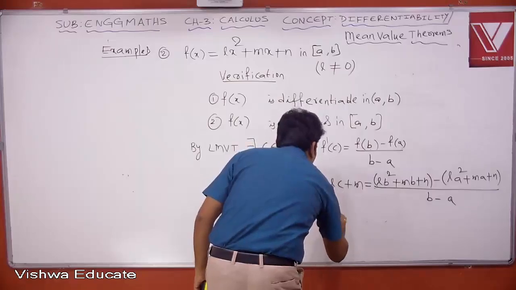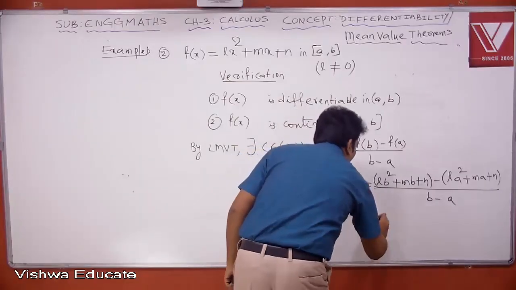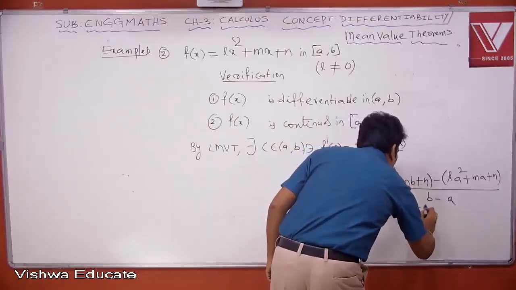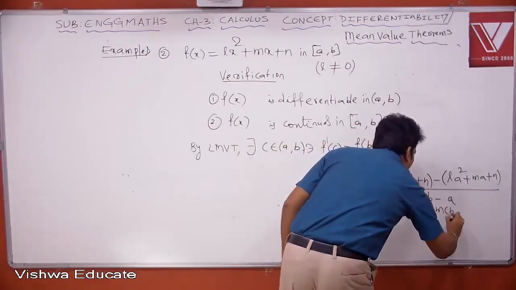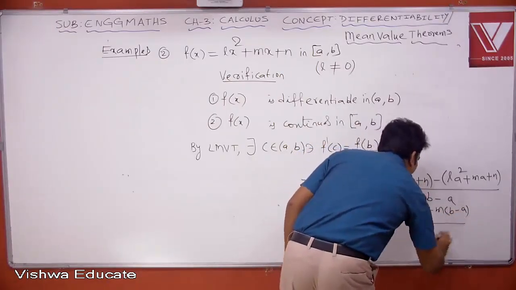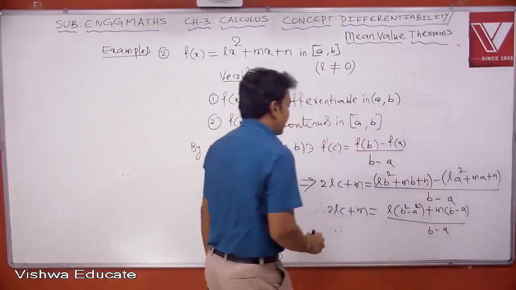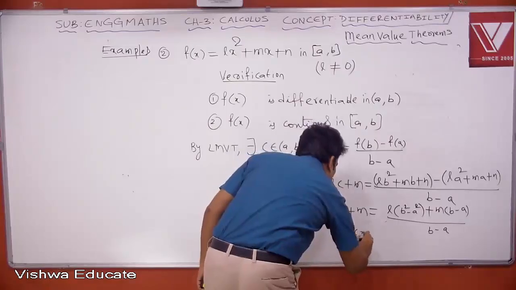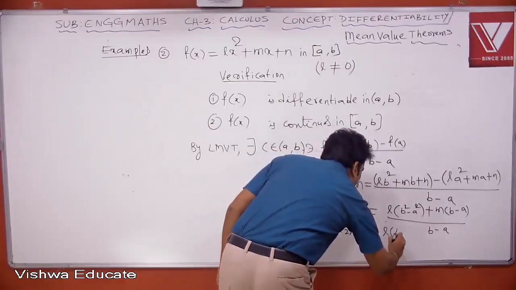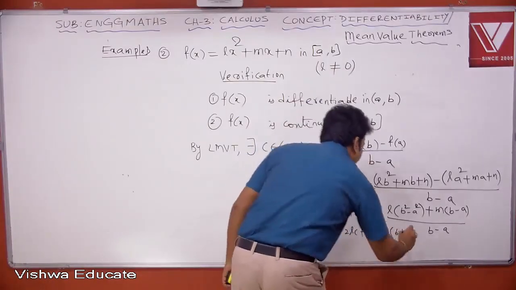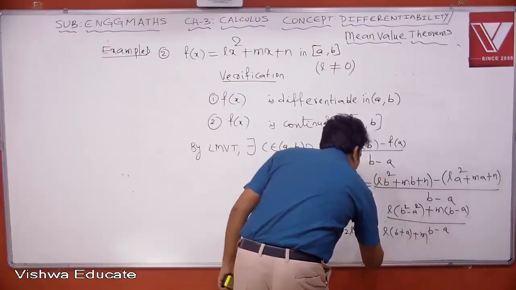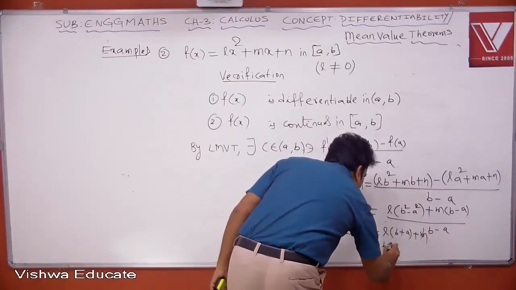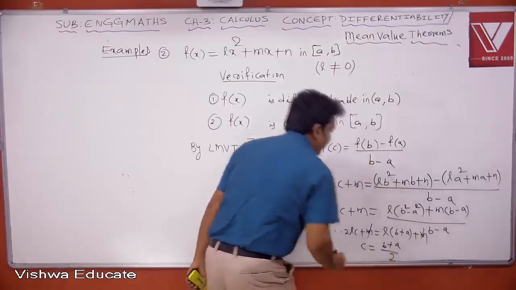Therefore, 2lc plus m equal to, n and n will get cancelled. This is l into b square minus a square plus m into b minus a, divided by b minus a. Now you can cancel out b minus a here. So you will get 2lc plus m equal to l into b plus a plus m. So this m will be cancelled, so l and l will be cancelled. So C equal to b plus a by 2.